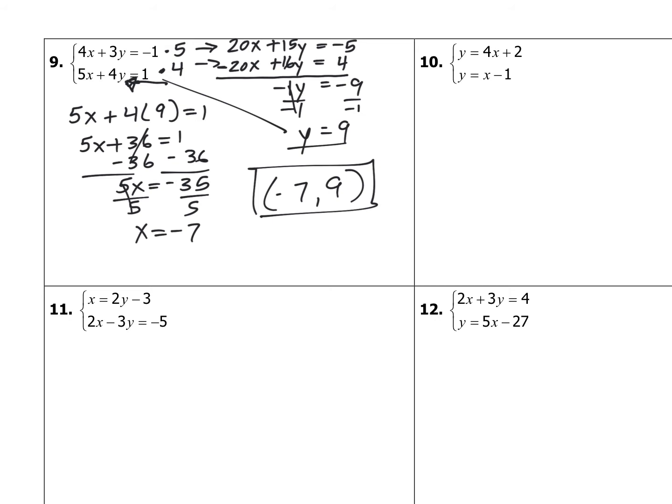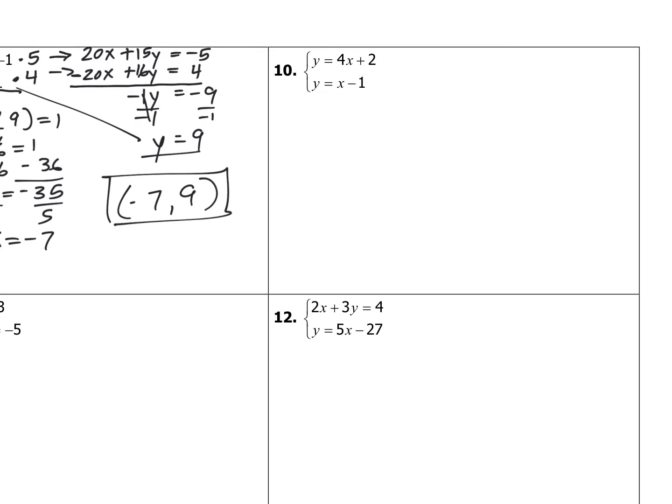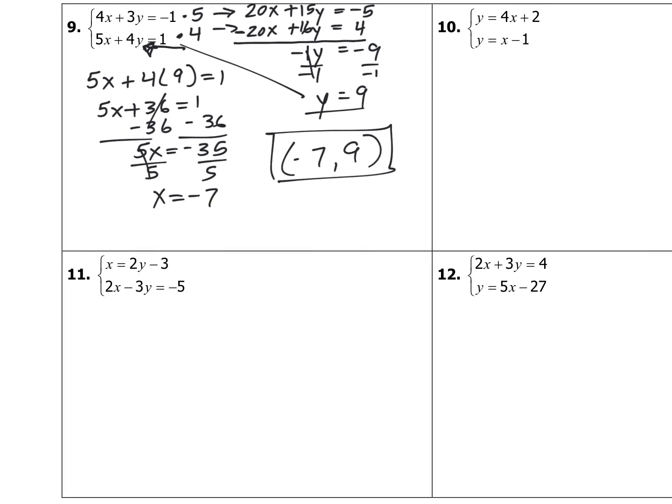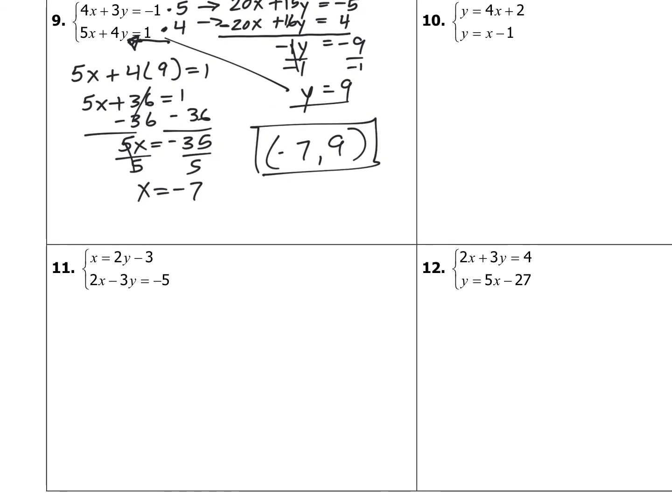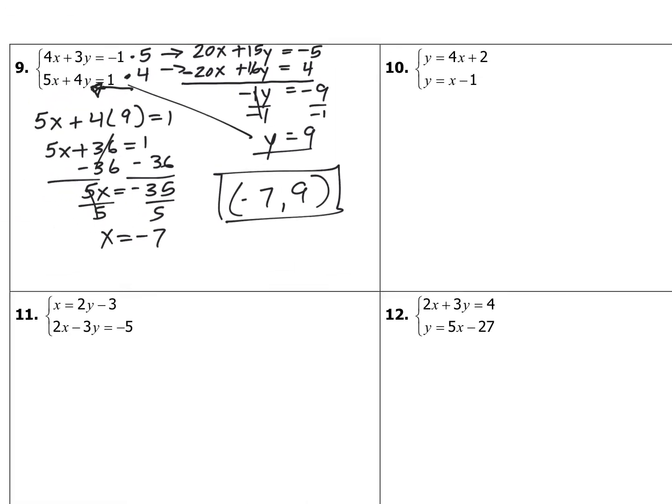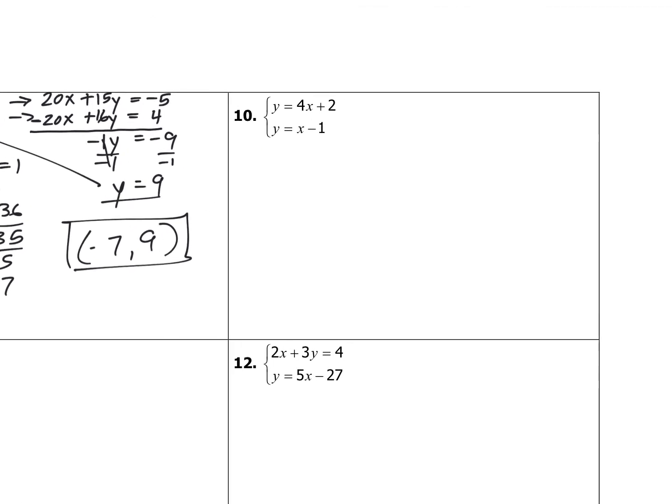All right, so number 8 was for you to do for homework, just like 5 and 6. And I'm going to do 10 and 12. I'm going to leave number 11 for you guys. So number 10, I'm going to take what y equals in the first equation and substitute it for y in the second equation. So I get 4x. This is substitution, okay? So we start out by substituting.